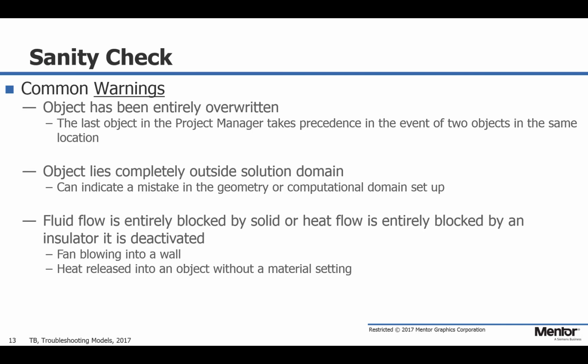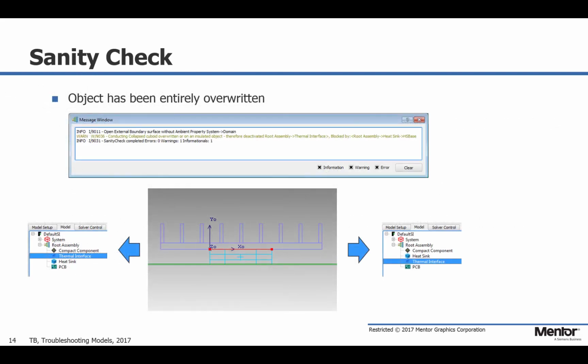Now back to the warning that the object has been entirely overwritten. Here's an example. What we have on screen is a common Flotherm setup. We have a component, thermal interface material, a heat sink, and a PCB. On the left and right hand side of the screen we have two ways we could model this in Flotherm. Only one will give the desired effect. On the left we have the compact component on the top, followed by the thermal interface material, then the heat sink, then the PCB. This case will have a conflict.